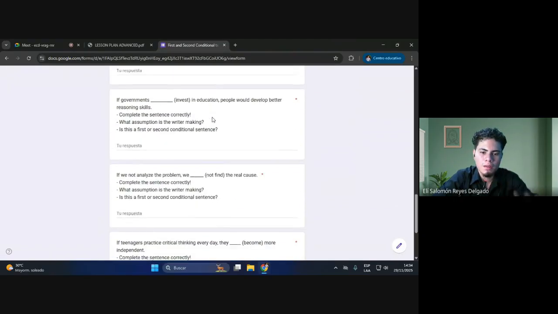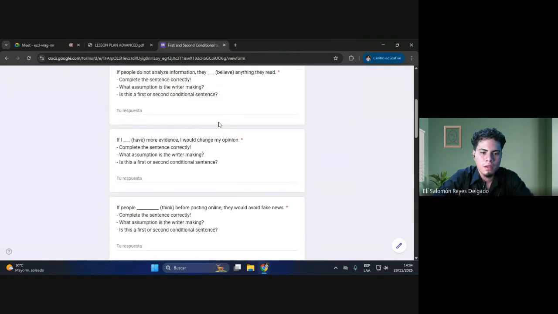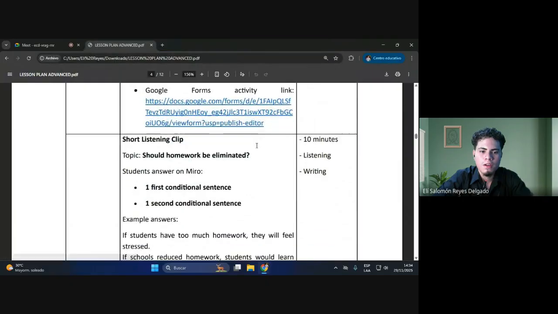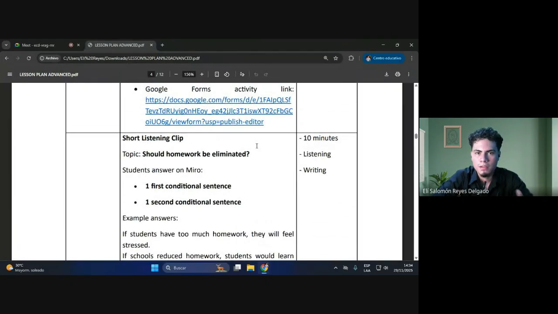We have 10 items for our students, and they will have to answer this test. On the other hand, we have a short listening clip. This is a second activity for the practice stage, and for this activity, we have 10 minutes. With our students, we are going to put into practice the listening and writing skills.